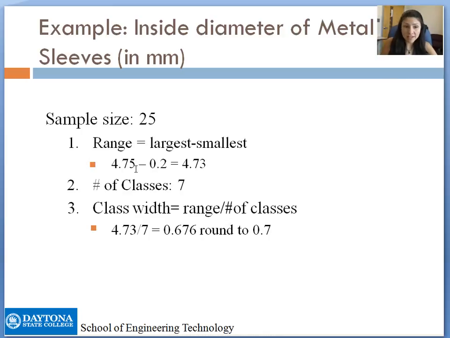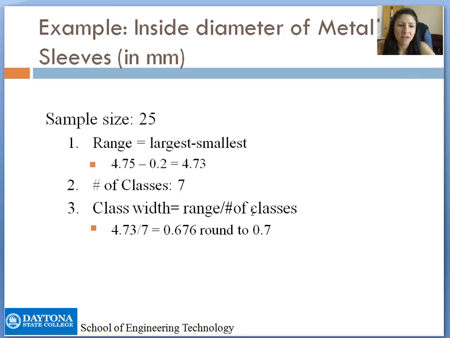For the number of classes, because you have 25 data points, and 25 tells you that it could be between 5 and 25, you can have between 7 and 15. I choose the lowest one.